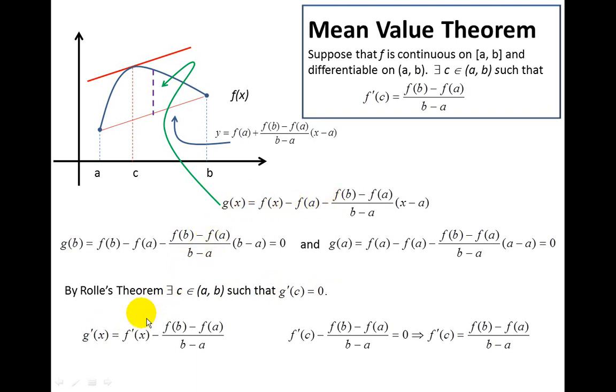If we differentiate g, we get that g prime of x is equal to f prime of x minus f of b minus f of a over b minus a. That is the derivative of g. Now, remembering Rolle's theorem, we can replace the x with a c, set this derivative equal to 0, and solve for f prime of c, which involves simply bringing f of b minus f of a over b minus a to the other side, and we get this. f prime of c is equal to f of b minus f of a over b minus a. Now that is what the mean value theorem states.